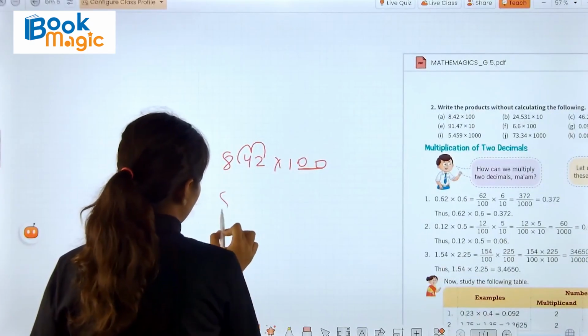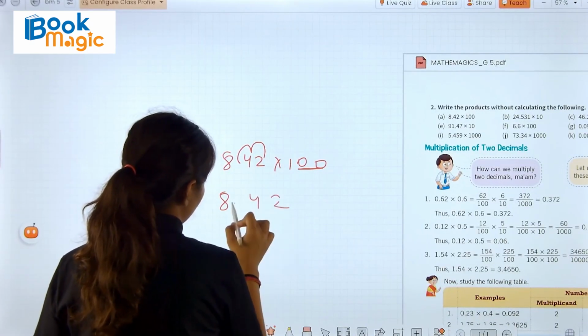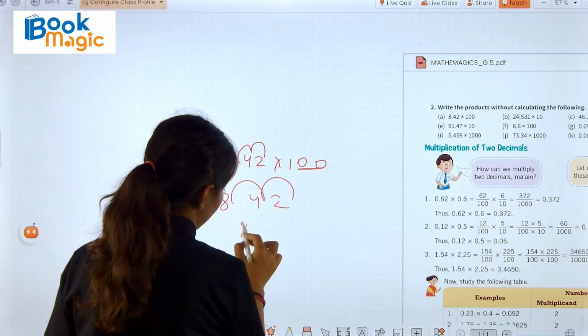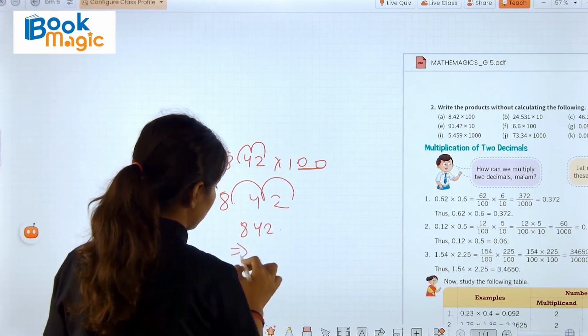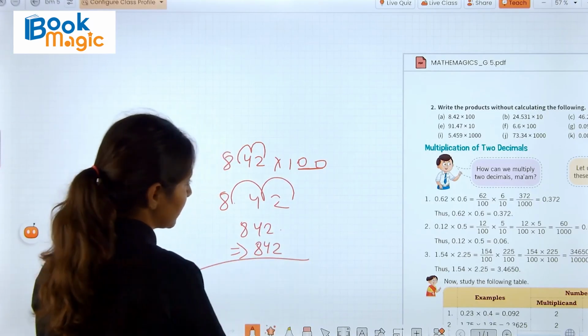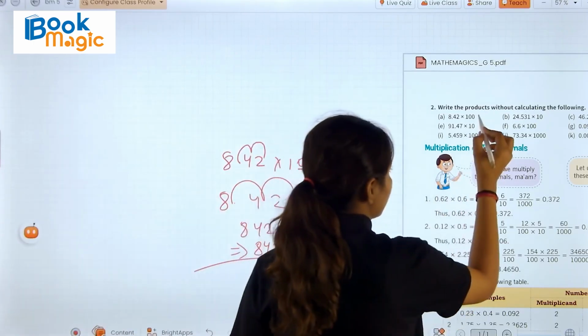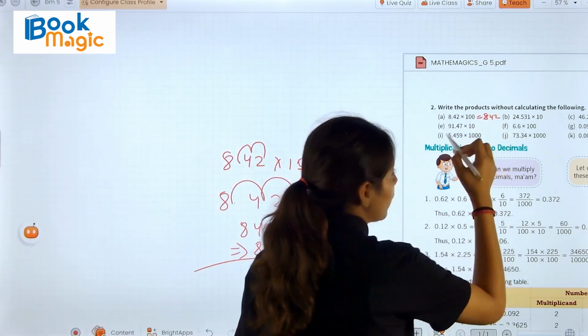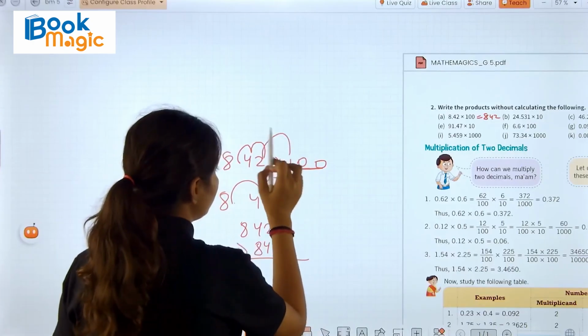See, 8, then 1 time, then 2 times. So it will be 842 point, or we can say only 842. So this is our answer. So we can write here 842. If it was 1000, so we have to shift 3 places.